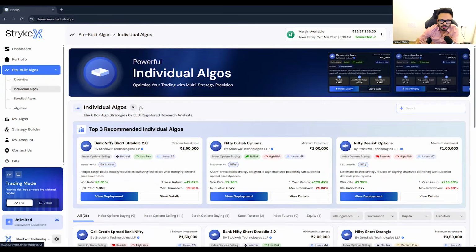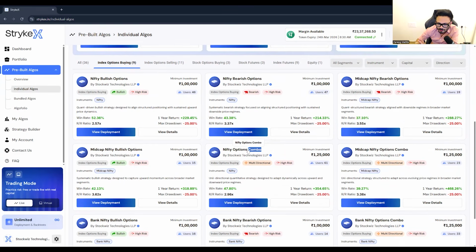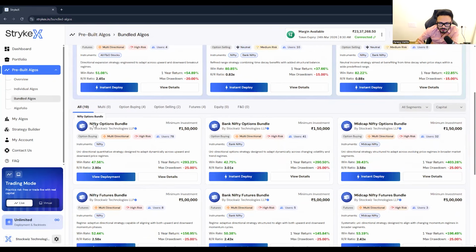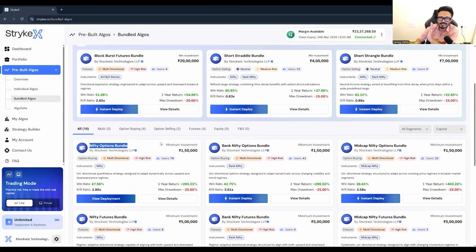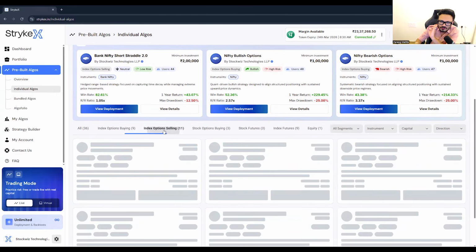So now, long story short, if you want to deploy index option buying algo, don't deploy any individual algo directly. Either deploy the combo, or you can go to bundled algos, go to the Nifty options bundle, and then deploy. Okay. Now, this is for index options buying. Clear? Now, let's go to another category, which is option selling.